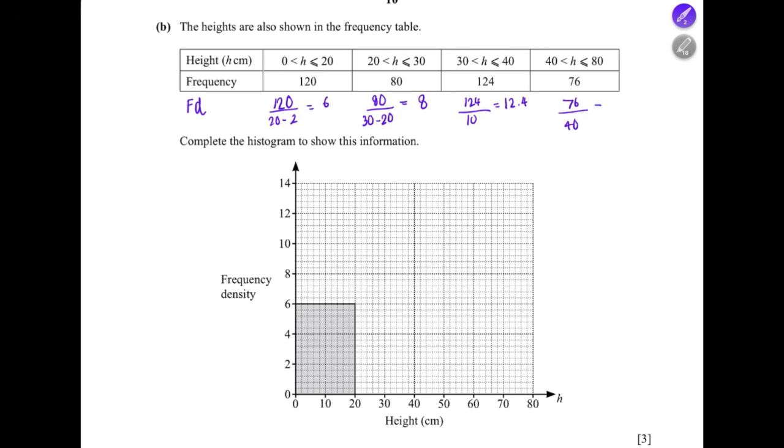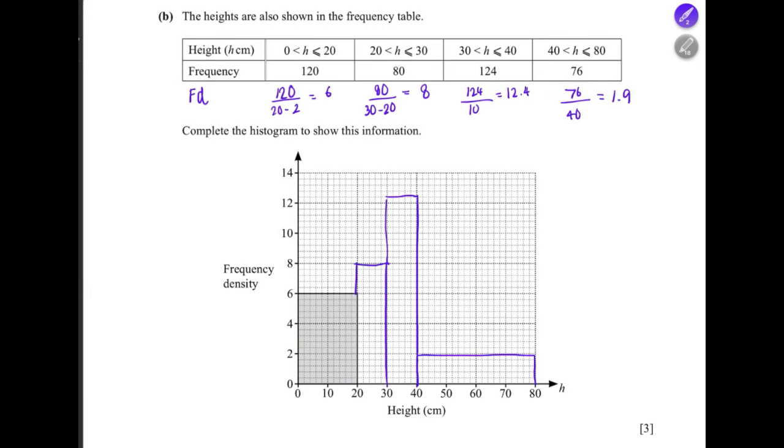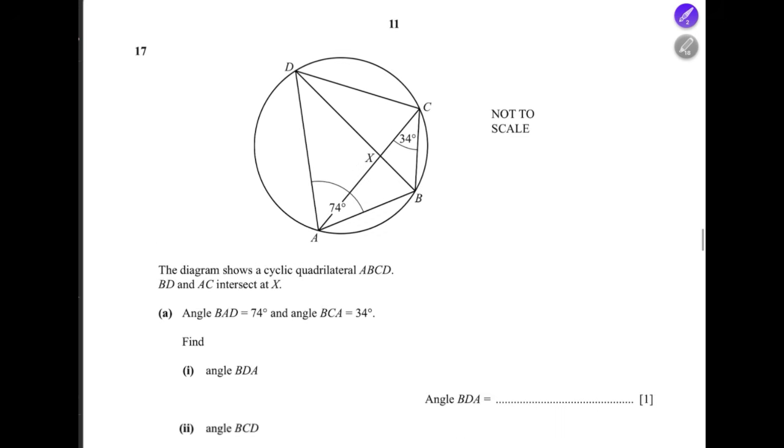That is going to be 1.9. And this is how it would be. You have 6, 8, 12.4, and 1.9. So that's your frequency, that's your histogram. Okay, let's move on. So now you have a circle.